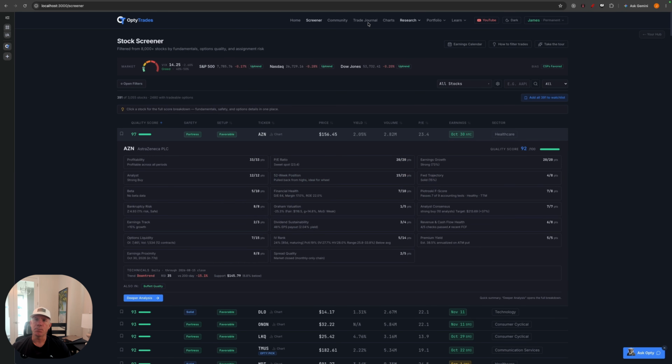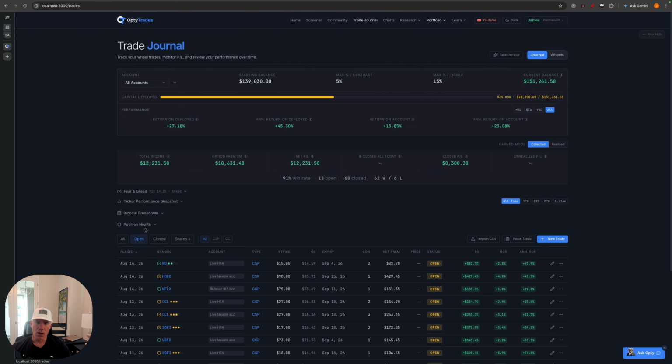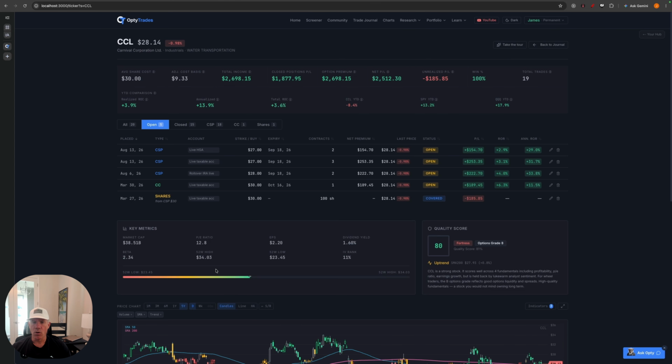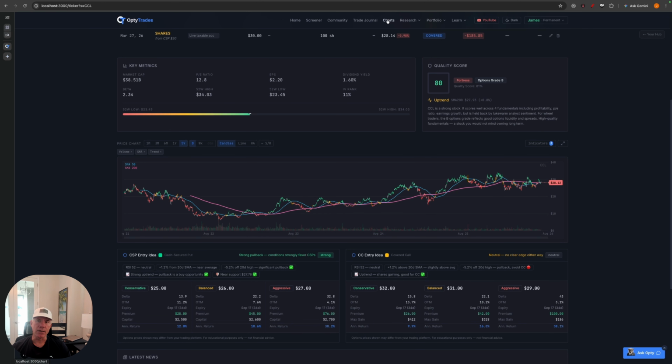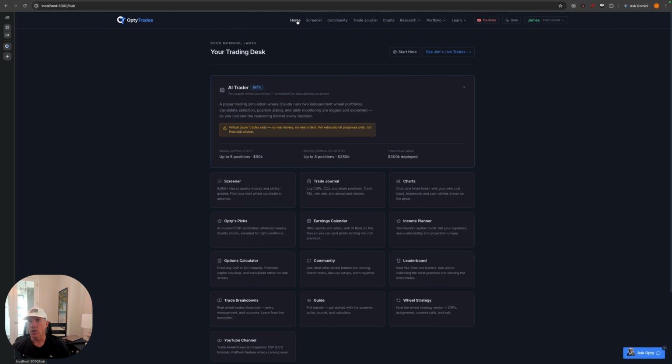And the next place, if you go to your trade journal and you select a single stock, you can also get to your charts here. Now, if we go back home, I can get here a couple different ways. I can come down here and click charts on your trading desk, or I can click charts up here at the top. Let's just click it on the trading desk.